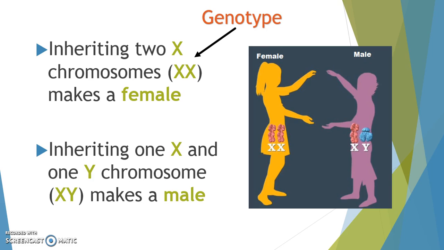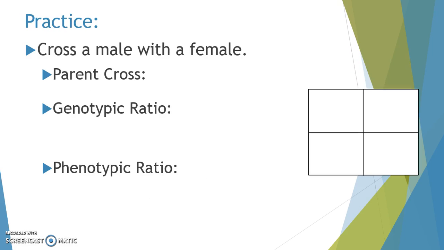And those are both your genotypes. Okay, so when we do a problem and we're determining sex, there's only one possible problem you can do: having a male reproduce with a female. That's it. You can't have two females biologically having a child or two males. It's just male and female.